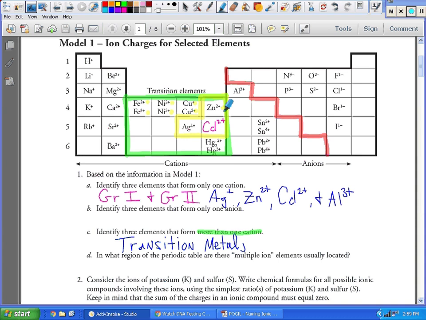Because if you look, iron's got 2, nickel's got 2, copper's got 2, mercury's got 2, tin and lead all have 2 possible. But silver, cadmium, and zinc. But remember what we talked about, that transition metals can change. But there are 3 exceptions, and here are your 3 exceptions. Okay, and I'm telling you now, that's the only 3 that you have to memorize. Out of this entire periodic table, those are the only 3 you need to memorize. Okay, all right, now let's look at D. In what region of the periodic table are these multiple ion elements usually located?